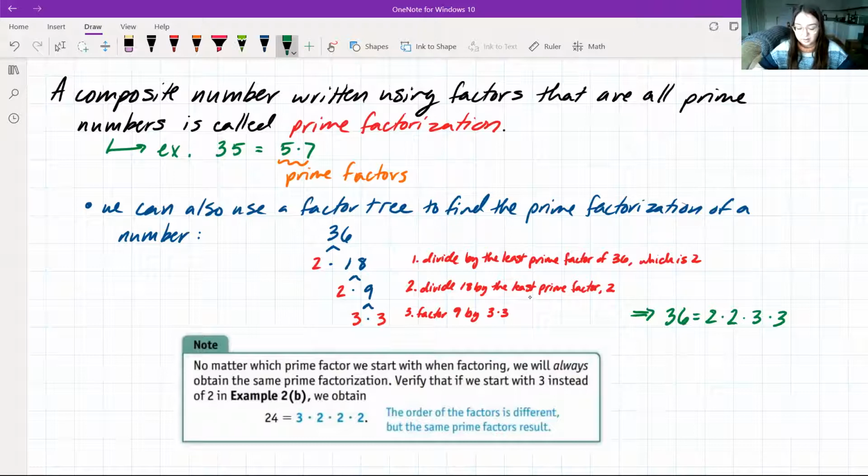Another note from our book here says that no matter which prime factor we start with when factoring, we will always obtain the same prime factorization. Verify that if we start with 3 instead of 2 in the example in your book, you will obtain 24 is equal to 3 times 2 times 2 times 2. So the order of factors is different, but we get the same prime factors in the result. So in the case of 36, if we had begun with 3, we would still get the same answer. That's because no matter which way you multiply numbers together, you'll always get the same answer despite the order.